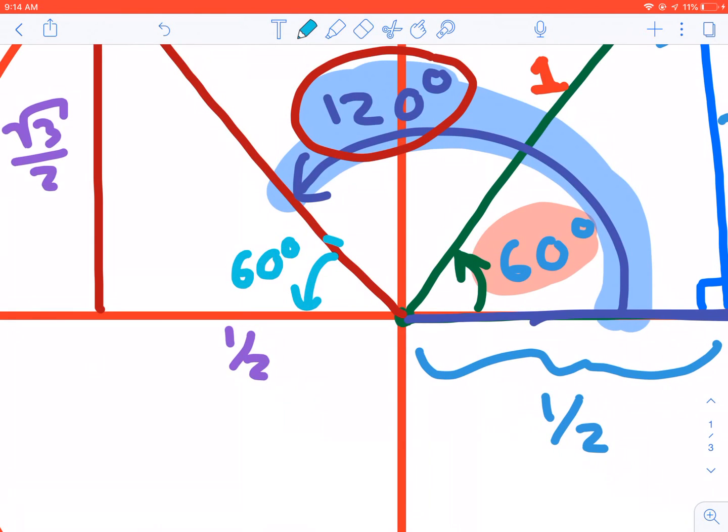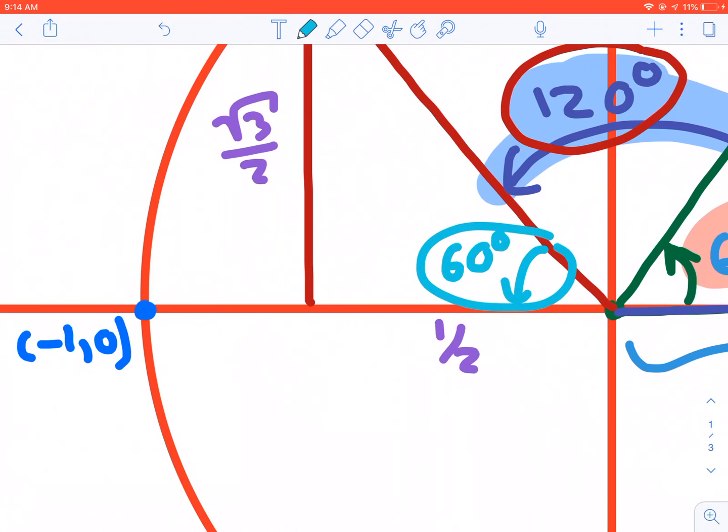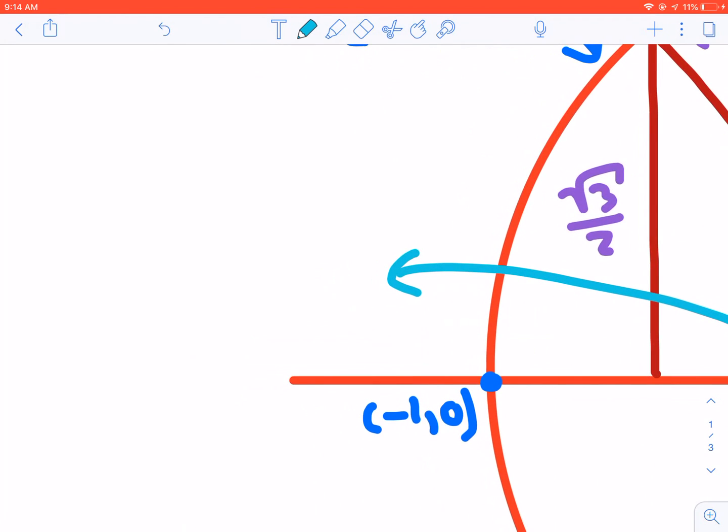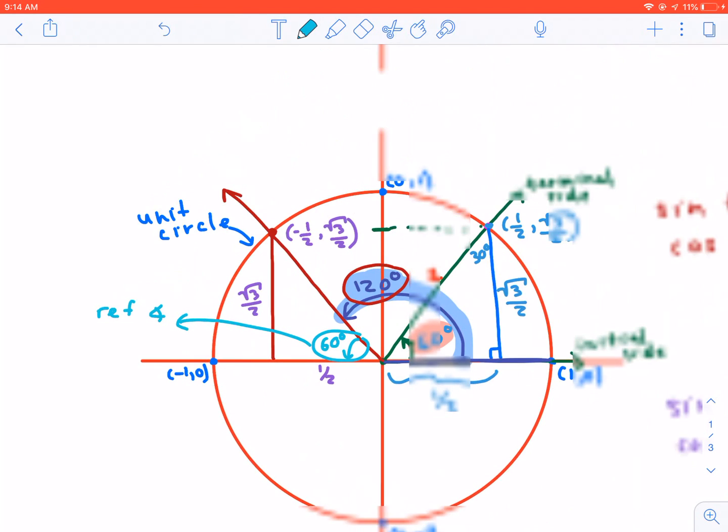So this angle over here, we call this a reference angle. It's the angle we use as a reference to find the values for 120 degrees, the cosine and sine values for 120. So we call that a reference angle.